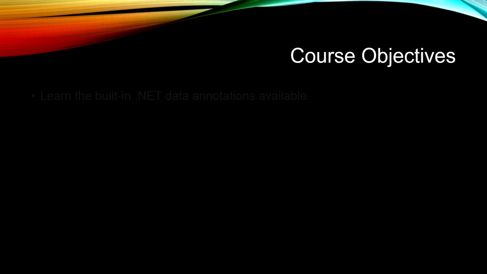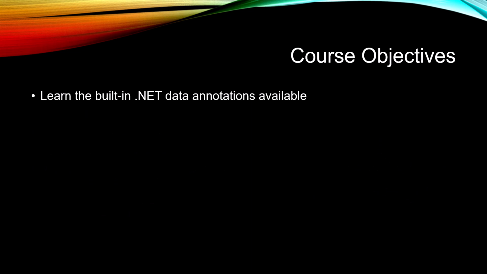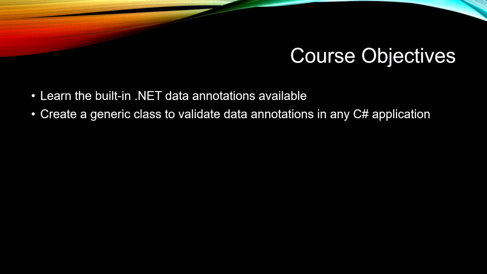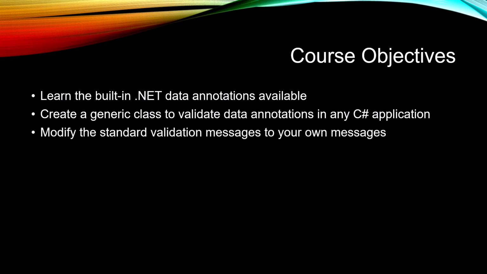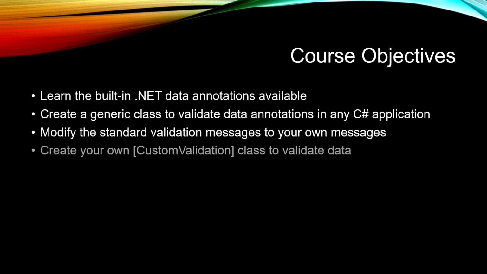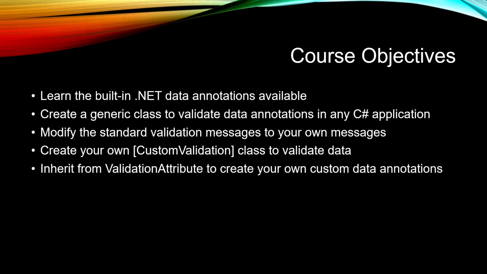The objectives for this course are to learn the built-in .NET annotations that are available to you. You're going to create a generic class to validate data annotations in any C# application. You're going to modify the standard validation messages to be your own messages. You're going to create your own custom validation class to validate data, and you're going to inherit from the validation attribute to create your own custom data annotation attributes.